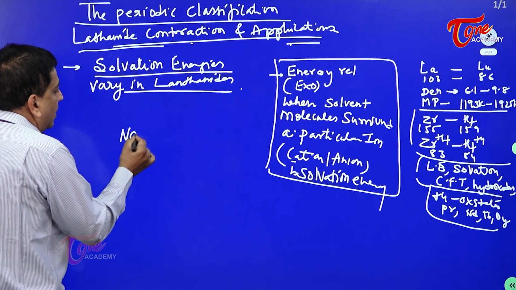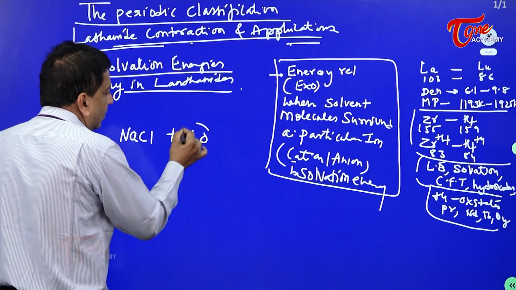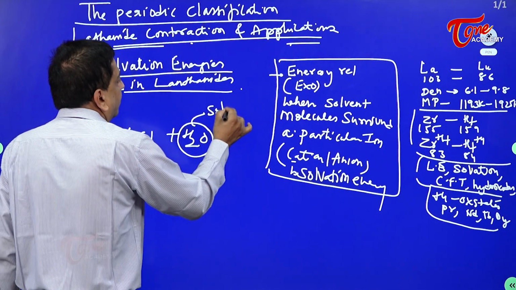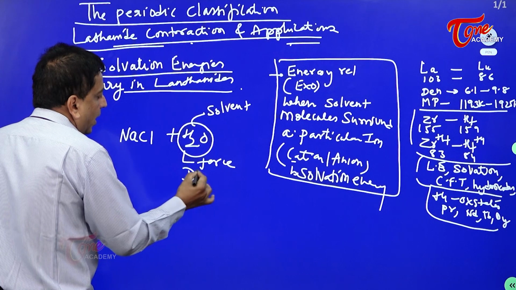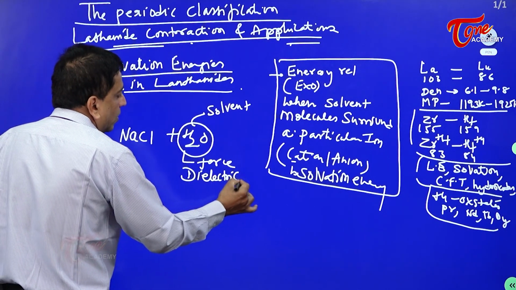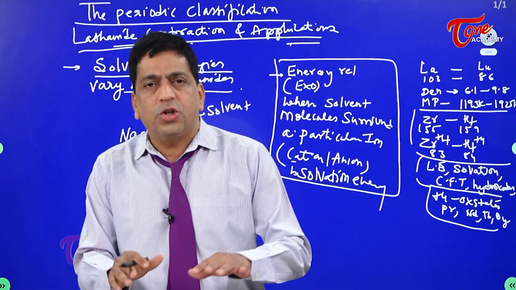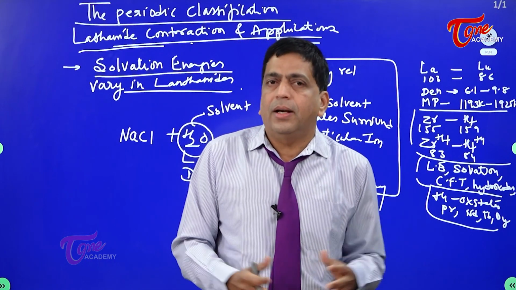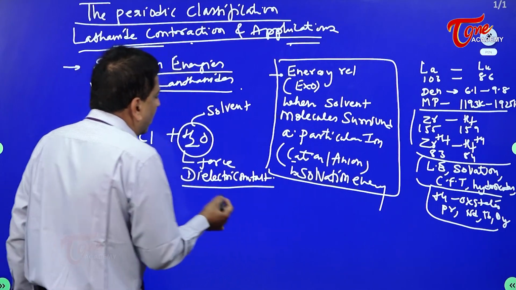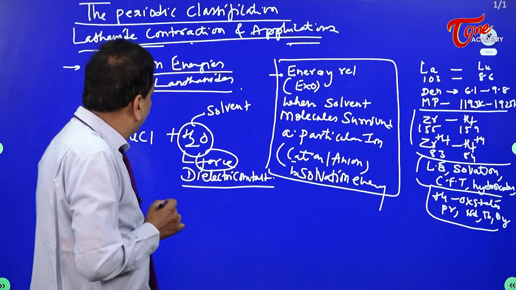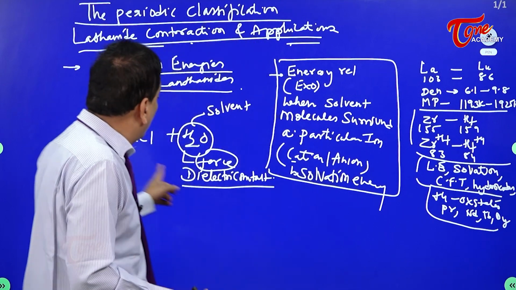So if I can show you, observe carefully here. Suppose it is NaCl, and you drop this in water. This is the solvent here. And this solvent will have a force. This is what I call the dielectric constant. It is a force which is constant for a particular solvent, and it is very high for water, around 80, 81. So if someone asks you what is dielectric constant, tell them that it is force.